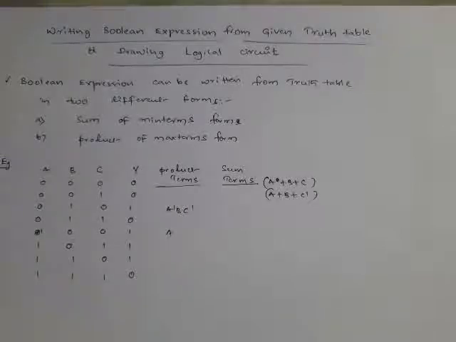In today's lecture, we are going to look at, given a truth table, how to write a Boolean expression from it. And after getting the Boolean expression from the truth table, then how to draw a logical circuit for the expression obtained. This will be useful whenever you are given a truth table. From that you will be able to obtain the Boolean expression, and from that expression you will be able to obtain or draw the logical circuit.